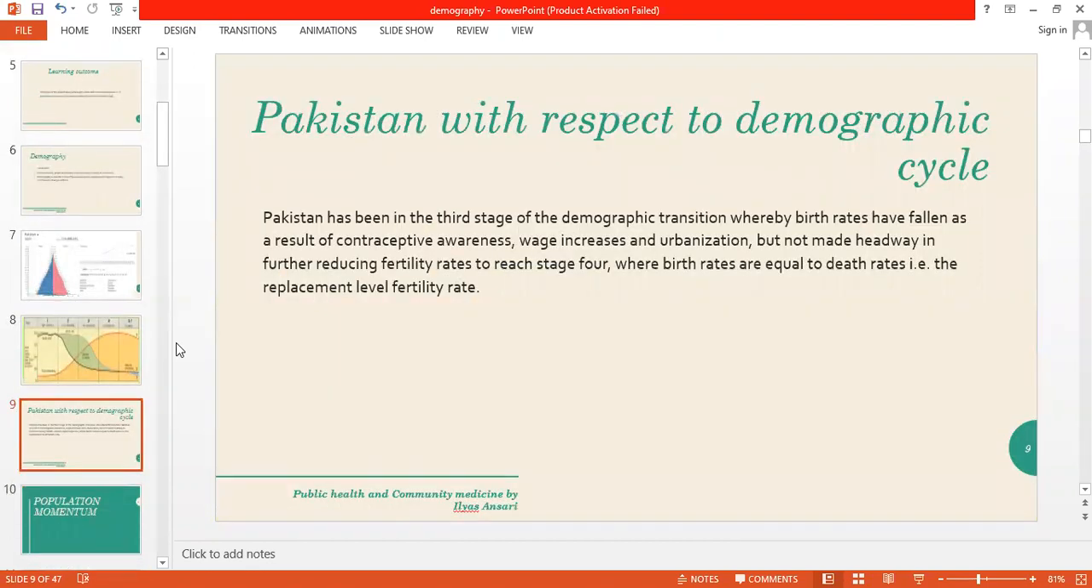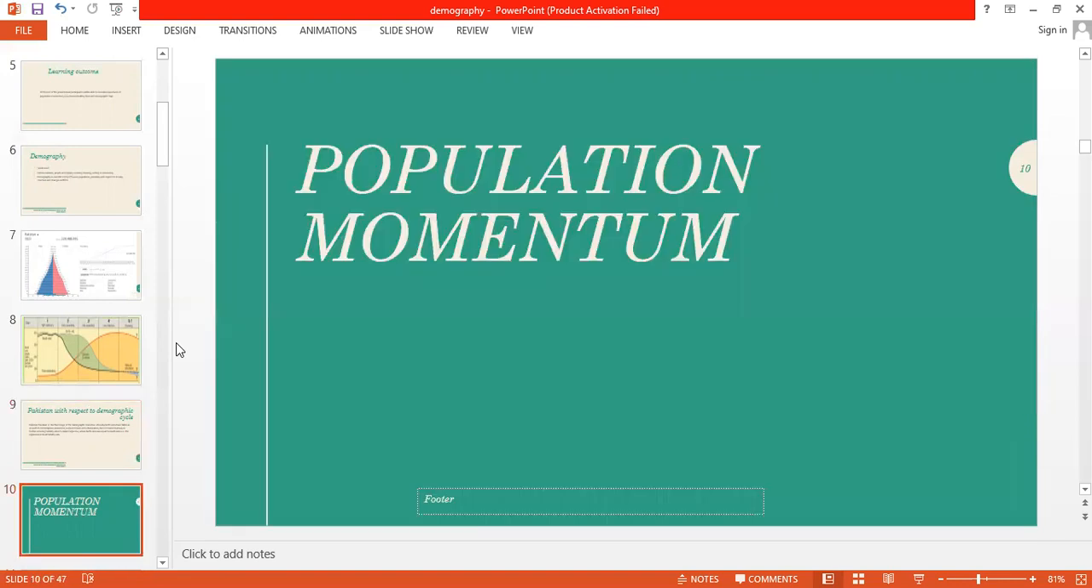With respect to the demographic cycle, Pakistan has been in the third stage of demographic transition, whereby birth rate has fallen as a result of contraceptive awareness, wages increasing, and urbanization, but it has not made headway in further reducing the fertility rate to stage 4, where birth rate equals death rate, for example at replacement level fertility rate.